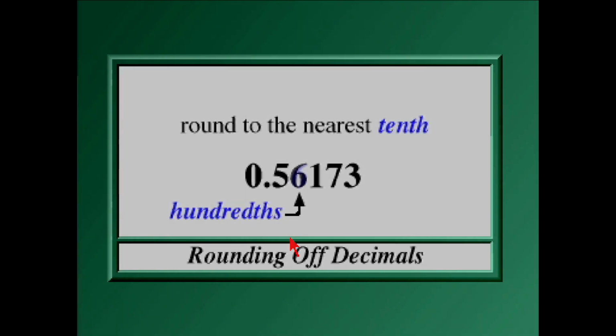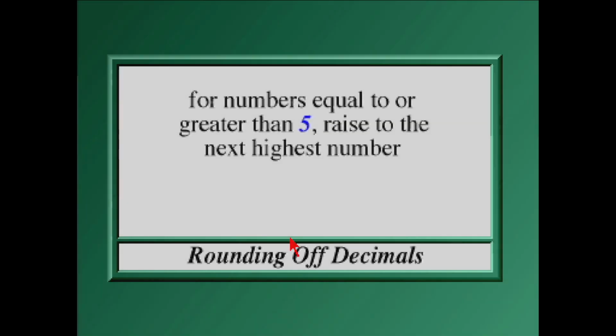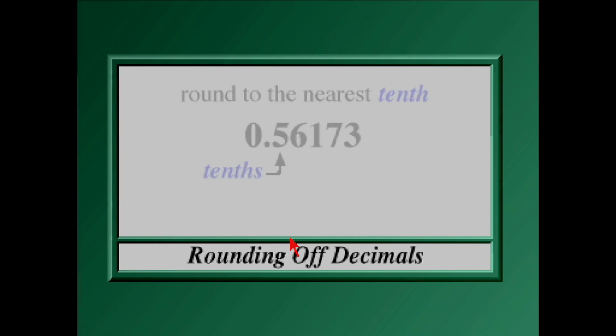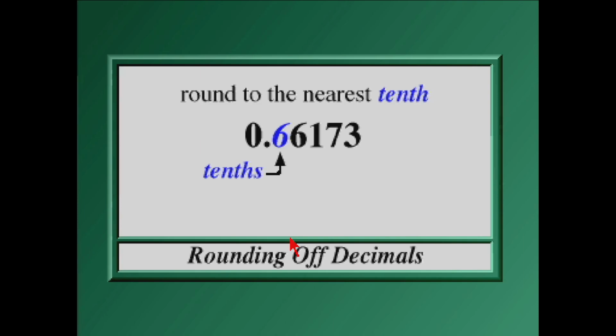Locate the digit in the hundredths column, a 6. Remember when rounding that all numbers equal to or greater than 5 are raised to the next highest number. We have a 6, which is greater than 5 in this example. Therefore, we raise the number in the tenths column from 5 to 6. The number 0.56173 becomes 0.6 rounded to the nearest tenth.